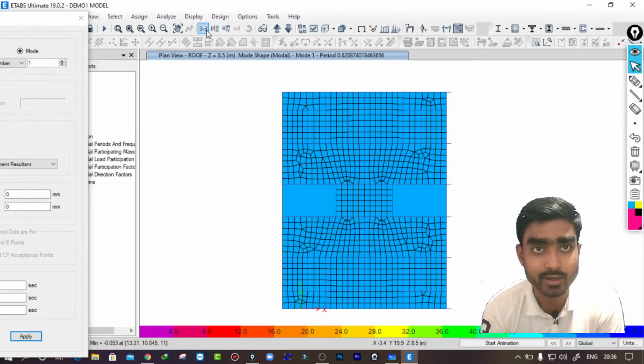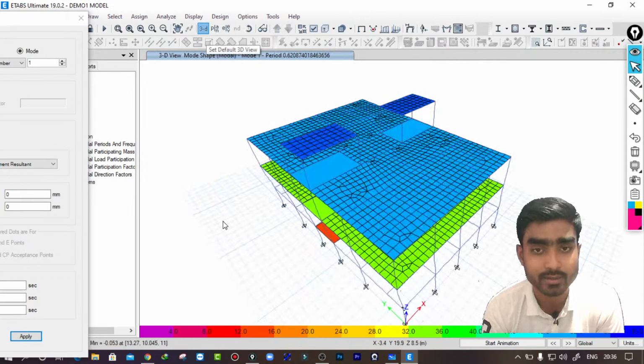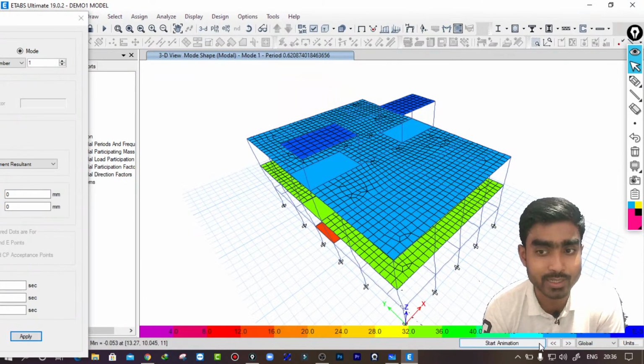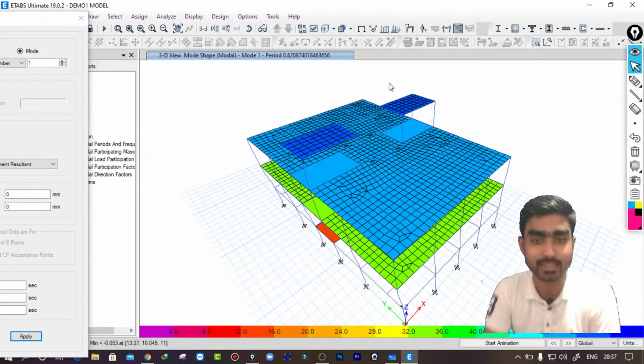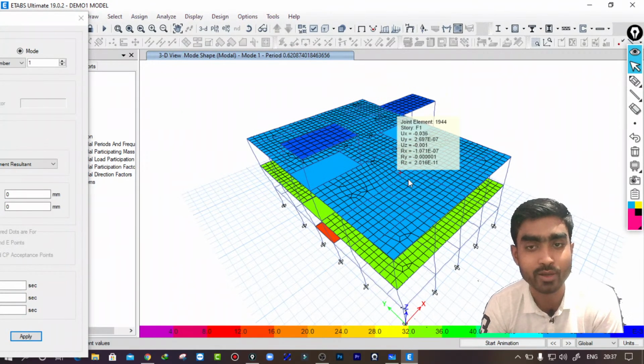If you see in the 3D view, you can see here the x direction. So the color is showing you the displacements. So you can see there is no displacement in the other directions, no displacement in the y or z direction.